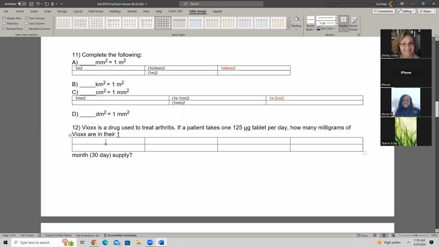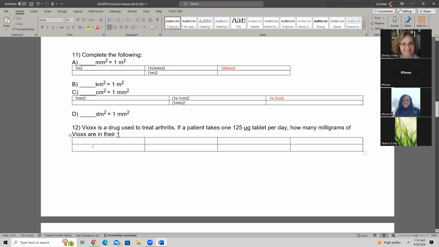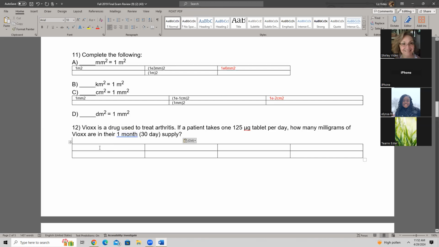All right, so it says, oops, I cut it off. Control X. I'm just going to put it up here so it doesn't look so weird. Okay, there we go. All right, you notice that they want us to know in 30 days, which is 1 month, according to them, right? All right, so that's the first thing.